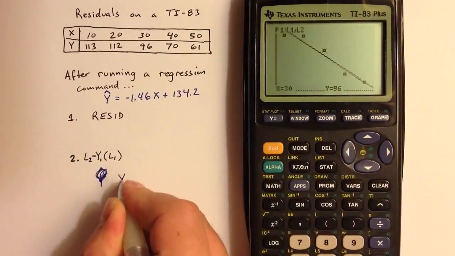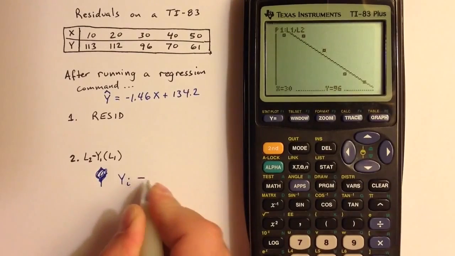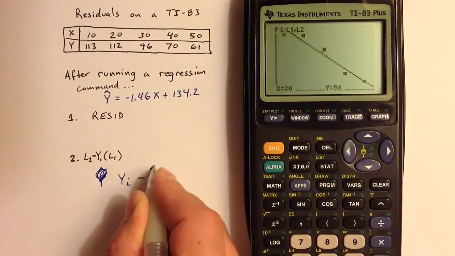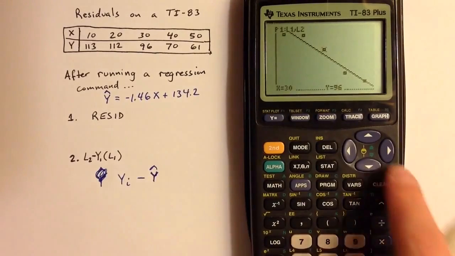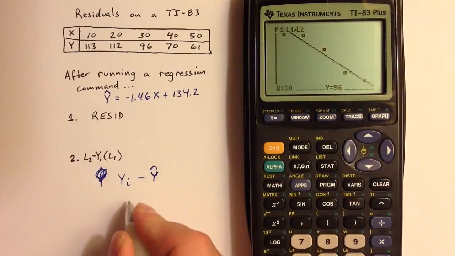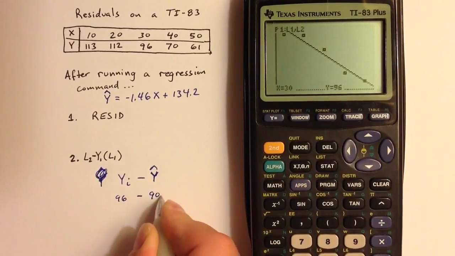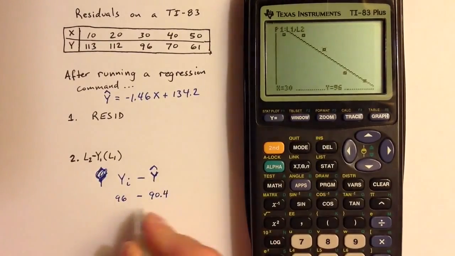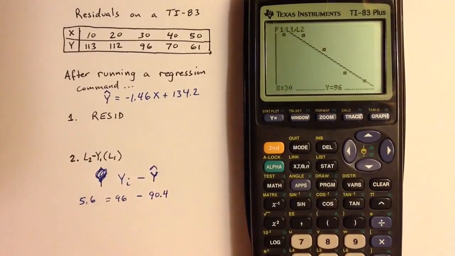So we use y sub i to represent an observed value, and I want to subtract y hat from that. So the difference between, for example, what we just saw, the observed value would be 96, and the predicted value would be 90.4. So we get a residual of 5.6.